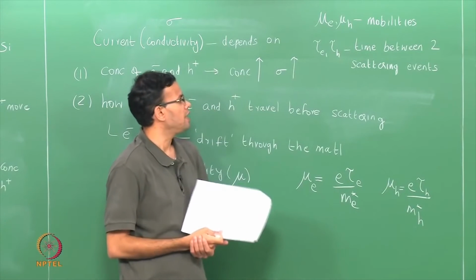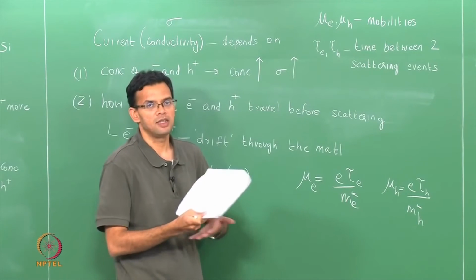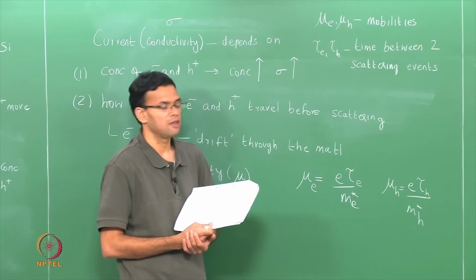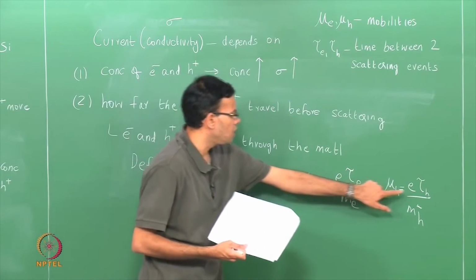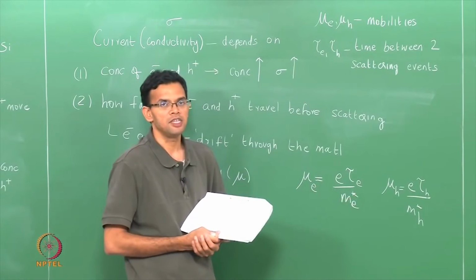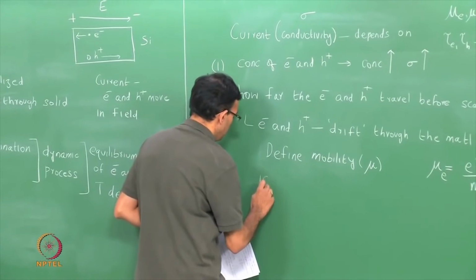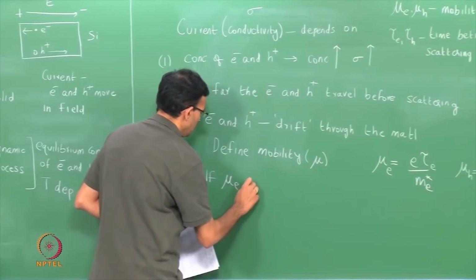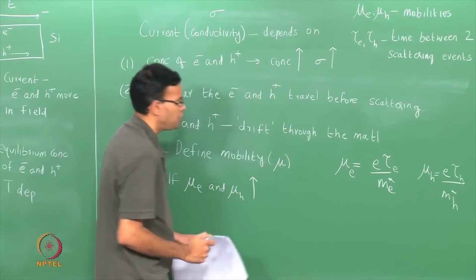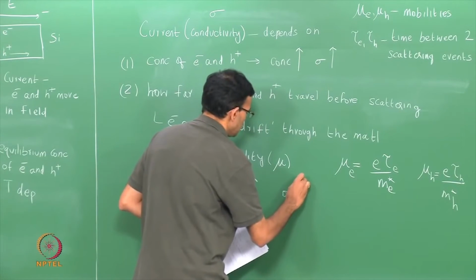So, if tau e and tau h are large, which means the time between two scattering events is large, the electrons can travel a large distance before scattering. In such a case, your mobilities are also large, and hence the conductivity is also higher. So, we can say if mu e and mu h increase, and they would increase if the scattering is less, the conductivity increases.